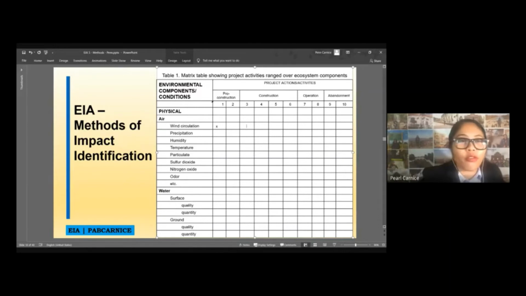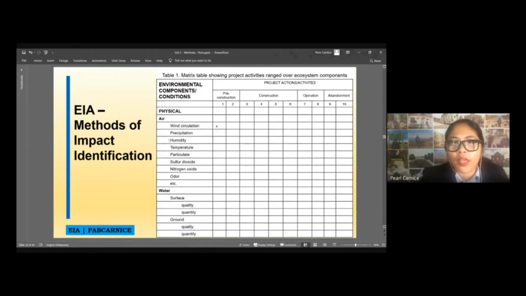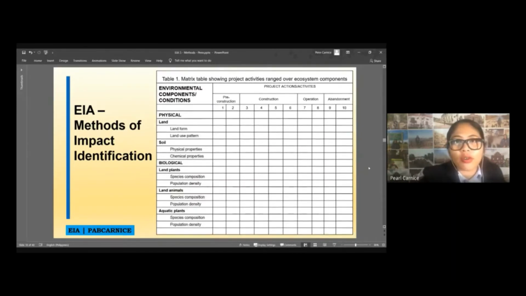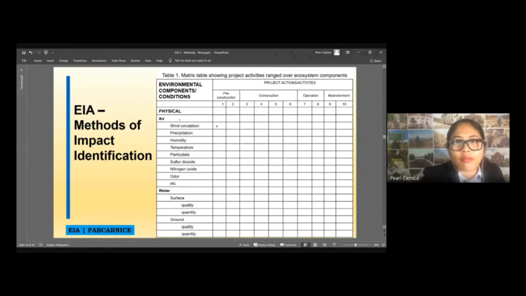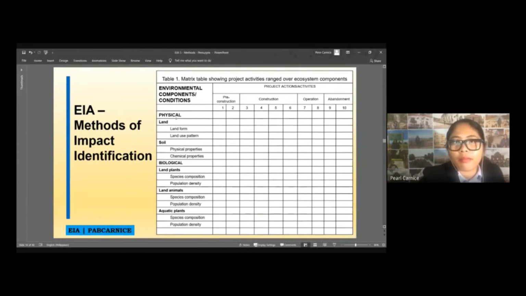So this is an example of a matrix table with corresponding environmental components or conditions. So we have physical, earlier we have air, we have water, and then we have land and soil. We also have, for example, biological. So we have land plants, land animals, and aquatic plants, in which basically when you say biological, this would actually focus on species composition, population density. This is more of the diversity when it comes to biological flora and fauna.